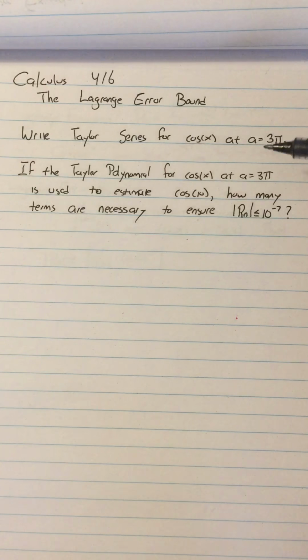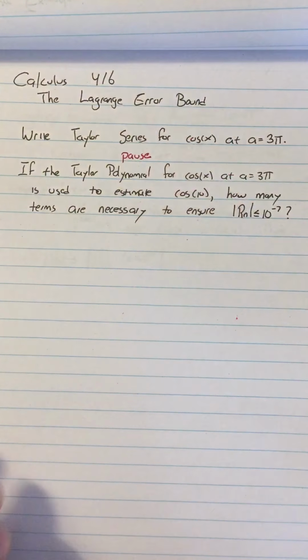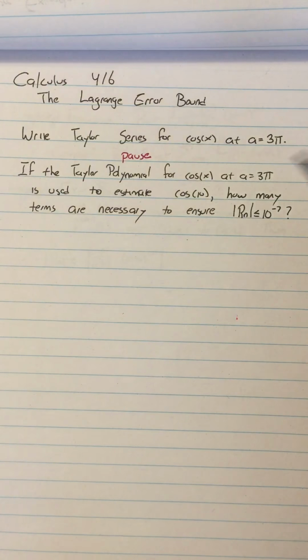So what we're going to do is start by writing the Taylor series that I'm talking about here. Let's write the Taylor series for cosine of x at a equals 3 pi. That would actually be a good warm-up for you to do. So I recommend that you pause and just start by doing this. Go ahead and pause now and do this series.